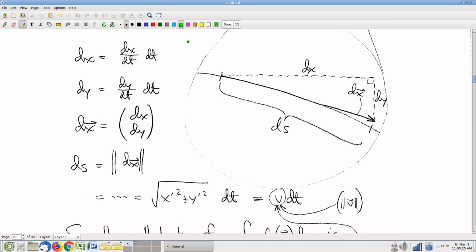By the way, my curve's going along like that. I've got some long curve. I'm looking at just a little piece of curve on that one little piece of curve. How do I compute the length?